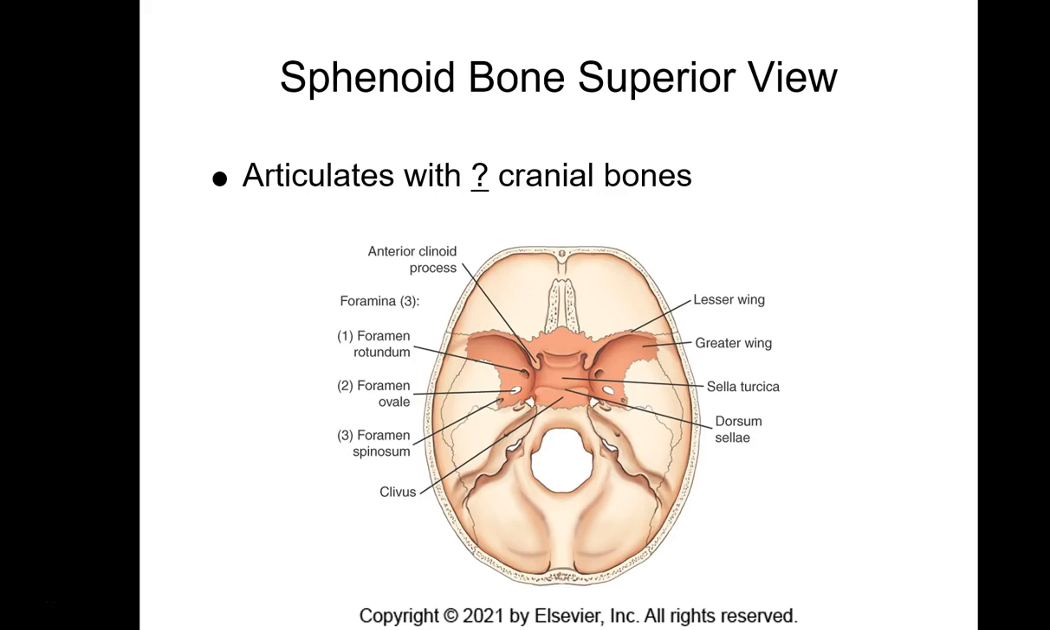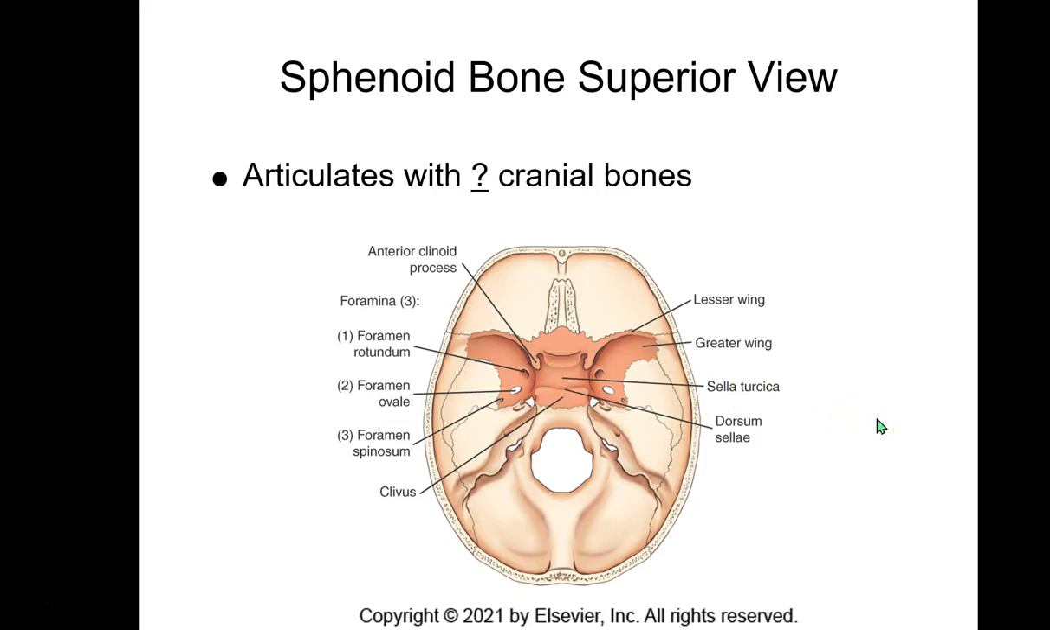The central portion of the sphenoid bone is the body. So the middle portion here is known as the body. The body isn't well seen on this diagram. It's kind of hard to depict, but you should know that the body of the sphenoid contains the sphenoid sinus, which we'll talk about in lab, and the sella turcica, which you can see here.